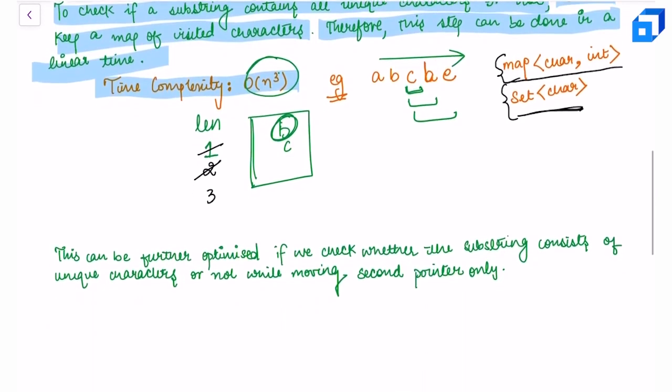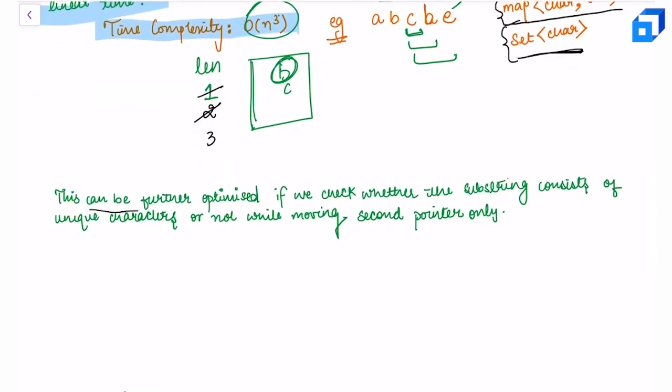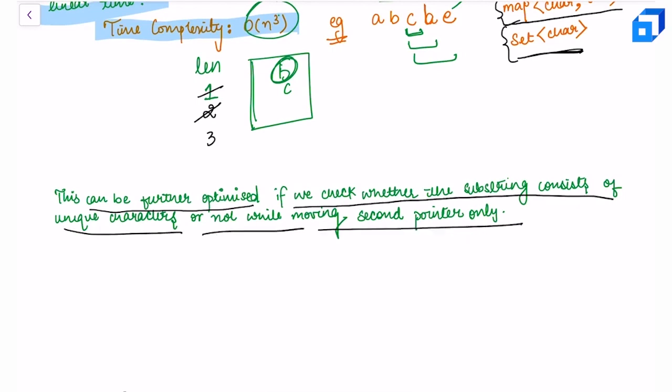Well, yes, let's see. This can be further optimized if we check whether the substring consists of unique characters or not while moving the second pointer only. So what can we do? The string is ABCBE. Right now I is here, and J is also starting from here. A is not present, so let's put A into the set. Now let's move J. Length right now is 1.